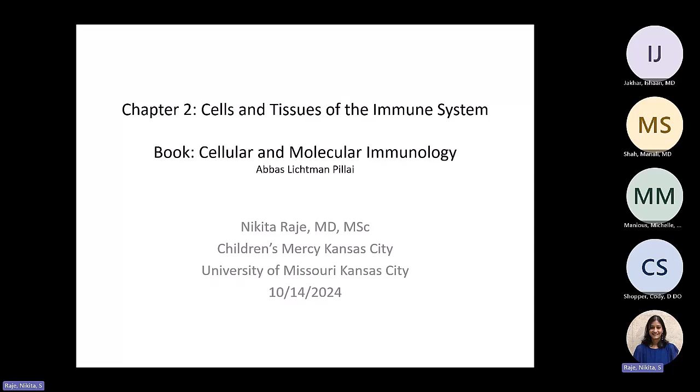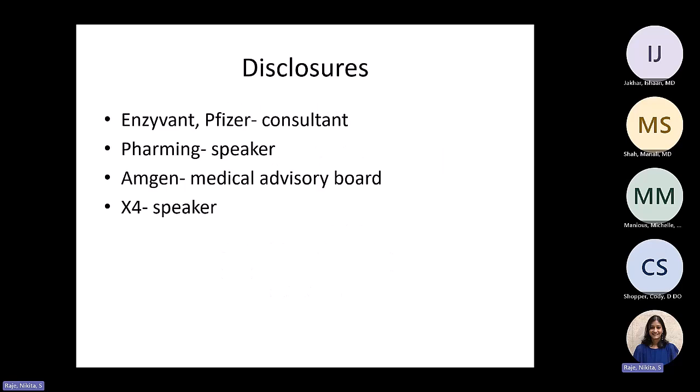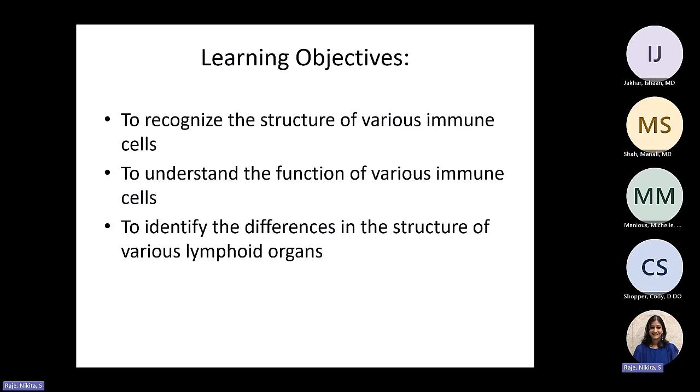Today is October 14, 2024. We're going to be talking about Chapter 2, Cells and Tissues of the Immune System, from Abbas, and I'm Nikita Raje from Children's Mercy, Kansas City, University of Missouri, Kansas City. Let's get started. Hope you guys got a chance to read this chapter. My disclosures are mentioned here, nothing relevant to the talk today.